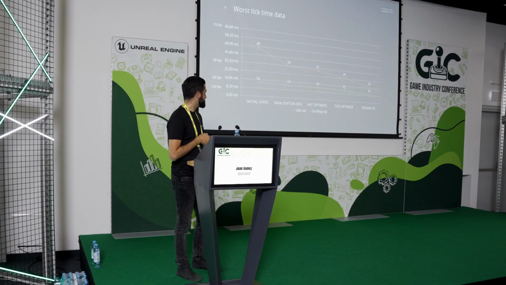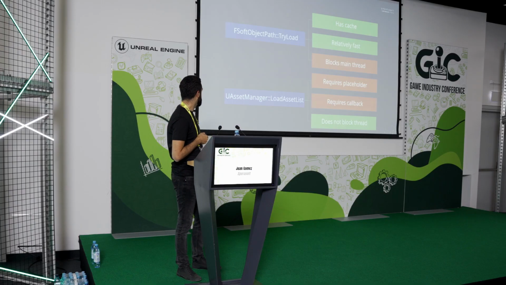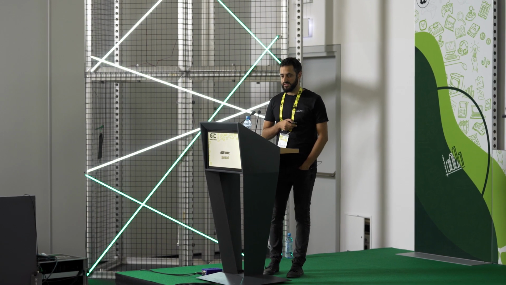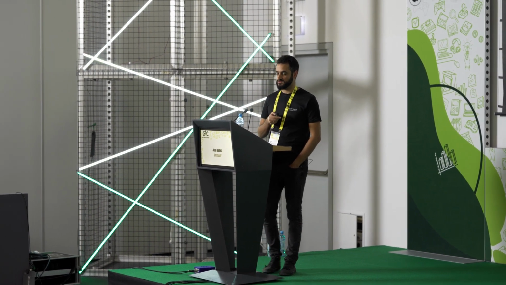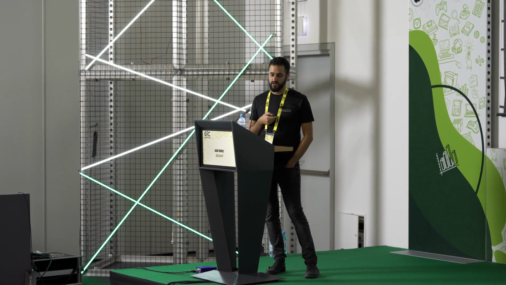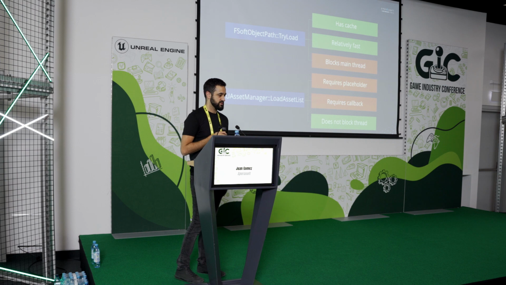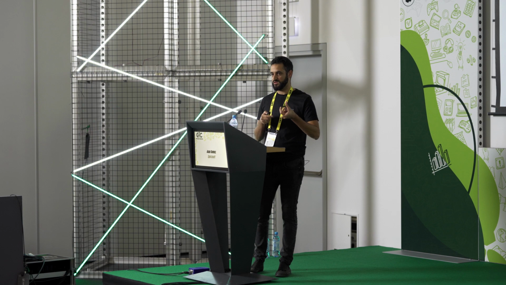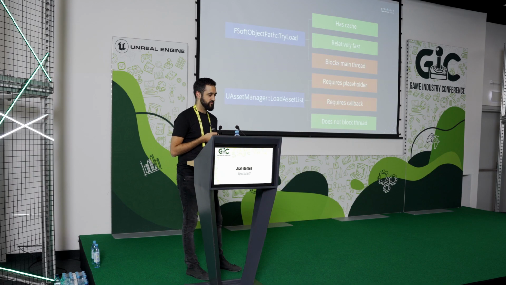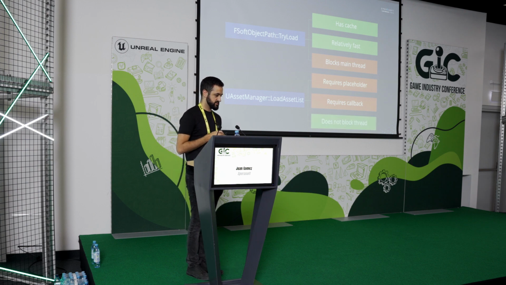So we are loading the assets. We are loading the images, and we are doing it synchronously, right? So we use the try load method, which is good. You know, it has cache. You don't load things multiple times. It's convenient, but it blocks the main thread. So we started using an asynchronous method called load asset list. It's basically more work. You need to have a placeholder for the image. You need to have a callback for when the image is loaded to replace it, but it doesn't block the main thread, and this is the key.